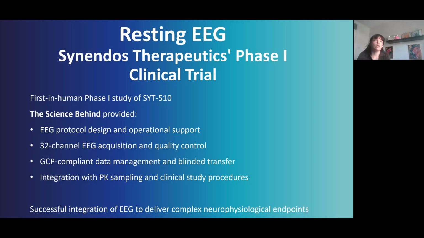The 32-channel EEG hardware was provided so that the data could be acquired, and quality control procedures were also provided by The Science Behind. And we also provided good clinical practice compliant data management and blinded transfer of that data. And this was all integrated in with pharmacokinetic sampling and other clinical study procedures. So this trial really demonstrates, among our other work, how easily EEG can successfully be integrated into a trial to add in some very complex and rich neurophysiological insights alongside everything else that you want to implement in your trial.